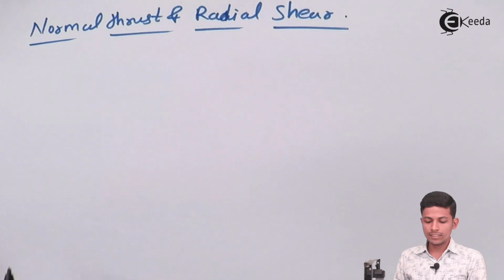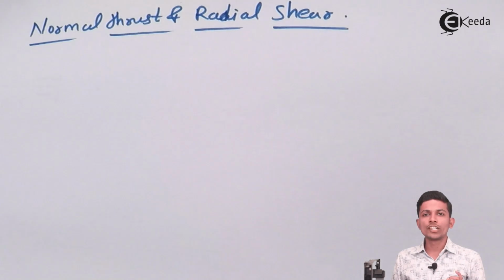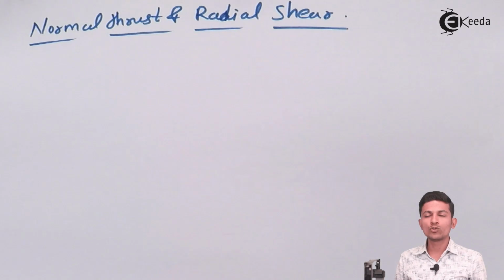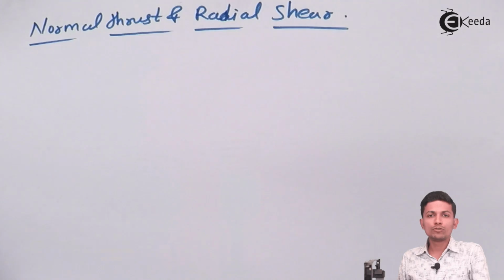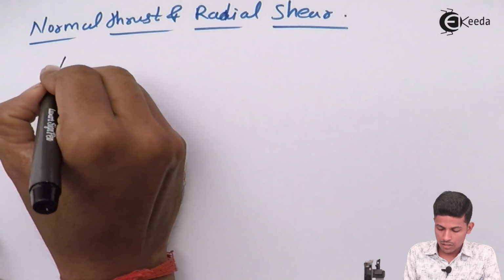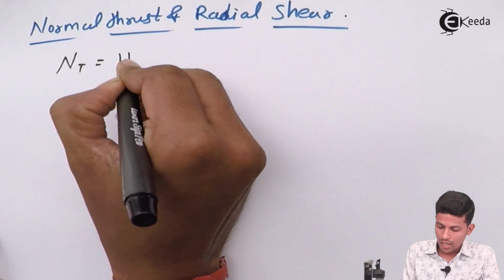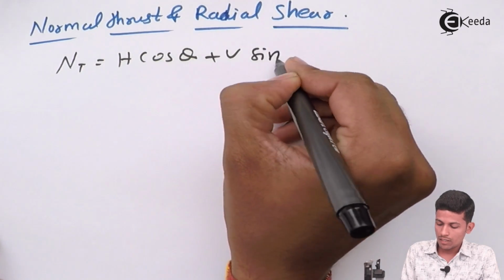Okay, now students, we have to start with the normal thrust and radial shear force. Here I am using the direct formula because in the previous 2 sums I have explained the logic also. The normal thrust formula will be H cos theta plus V sin theta.